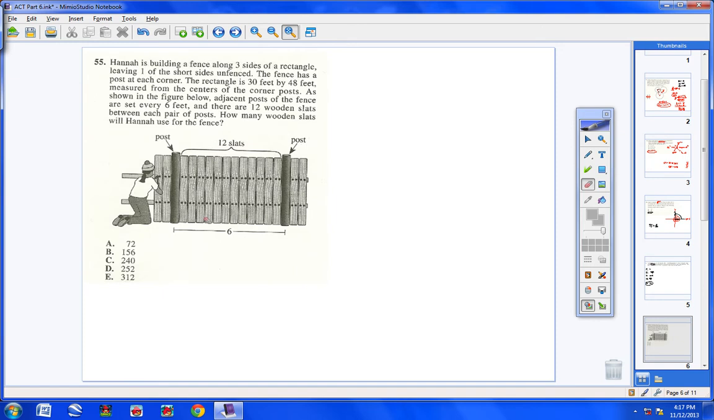Okay, moving on to number 55. Now, Hannah is building a fence along 3 sides of a rectangle. She's leaving one of the short sides unfenced. The fence has a post at each corner. The rectangle is 30 feet by 48 feet.